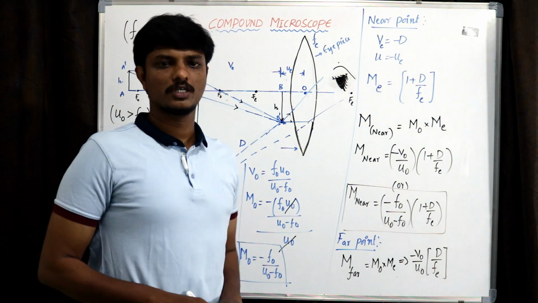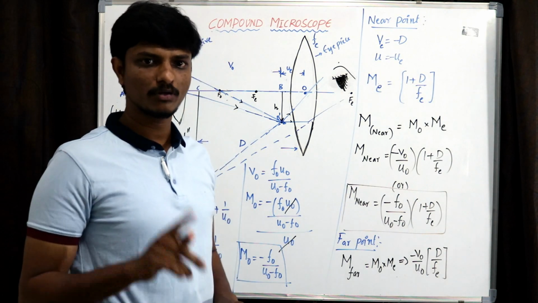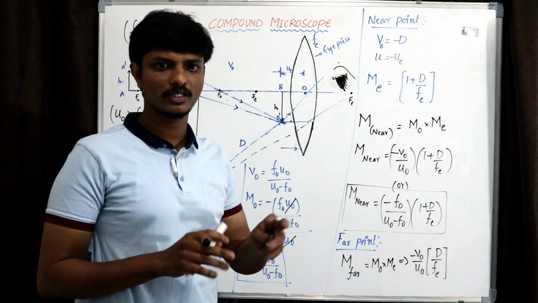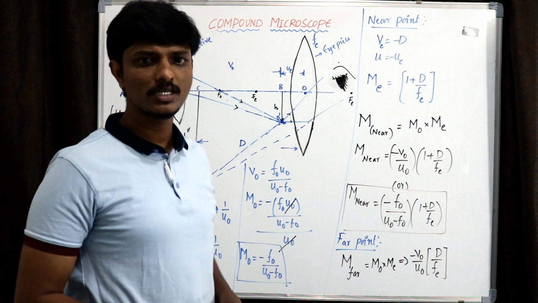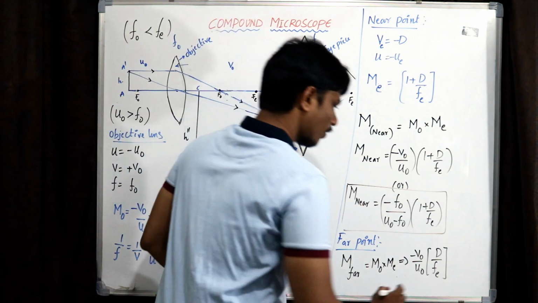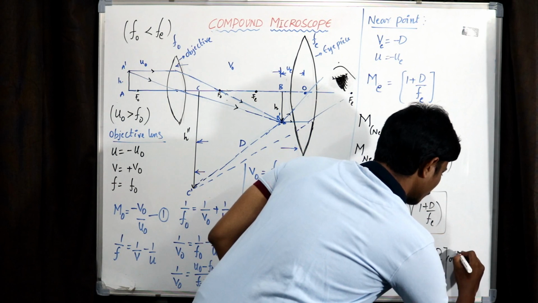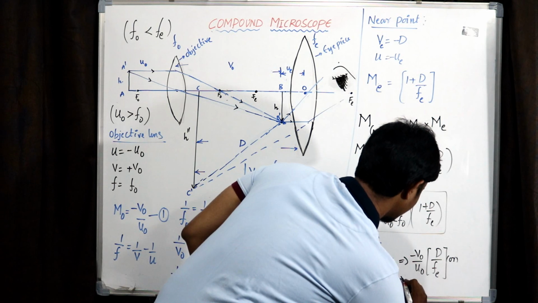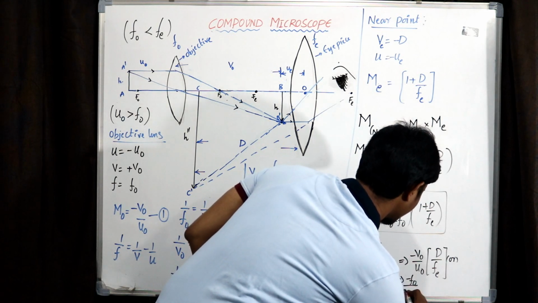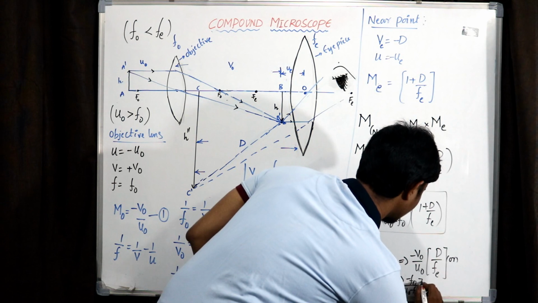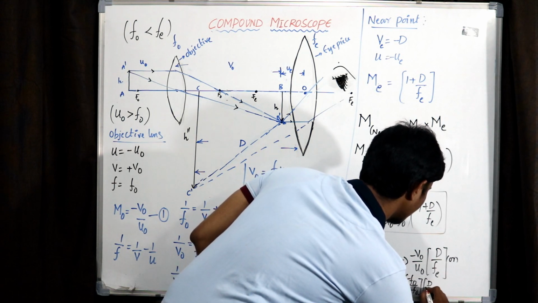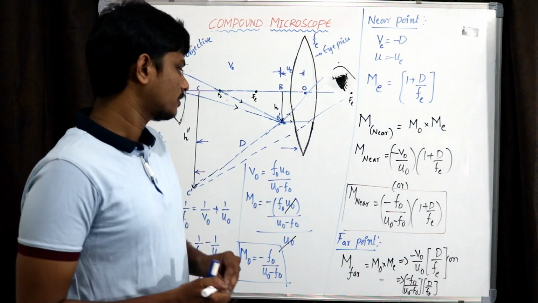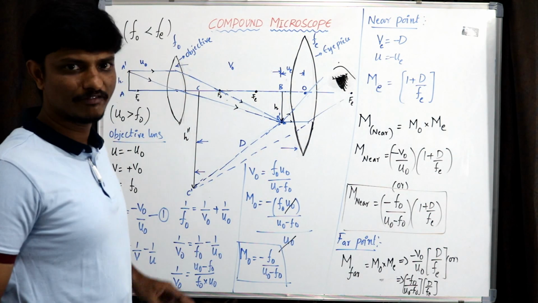Please, if you have not watched the previous video, go through it, because in the compound microscope we are using the simple microscope, and the same formulas we have derived there apply. So please go through it once again. Or you can write, minus F naught by U naught minus F naught into D by Fe. So this is the magnification produced if the final image is formed at infinity distance.